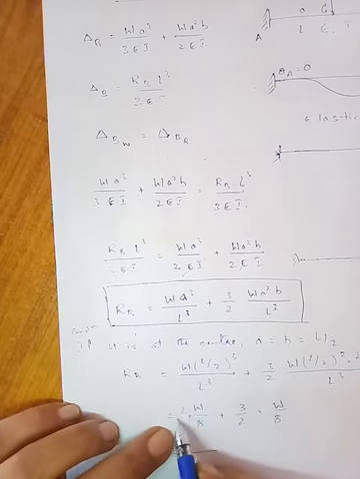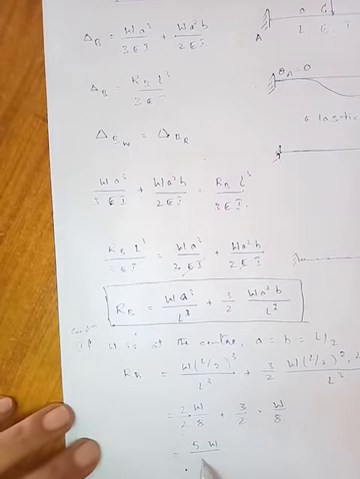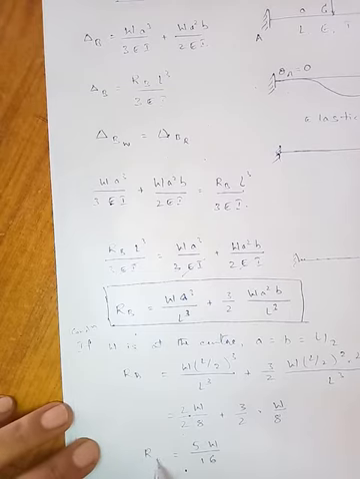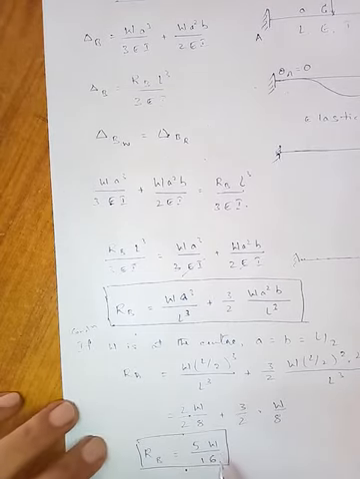Multiply this by 2, you will get 2 plus 3, 5 W upon 8 times 2, which is 16. RB is nothing but 5 by 16 of W.